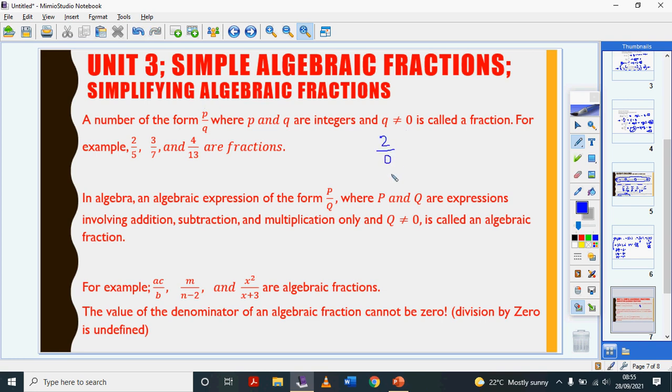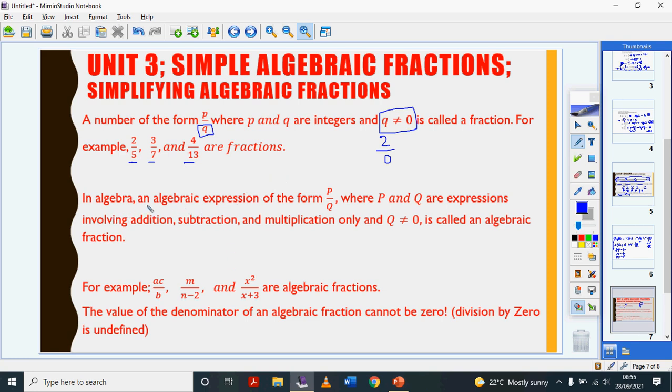remember we cannot divide by 0 because division by 0 is undefined. That's why this is saying Q, this Q here in the denominator cannot be equal to 0. That number is called a fraction. For example, all of these are fractions. This is something you already know.